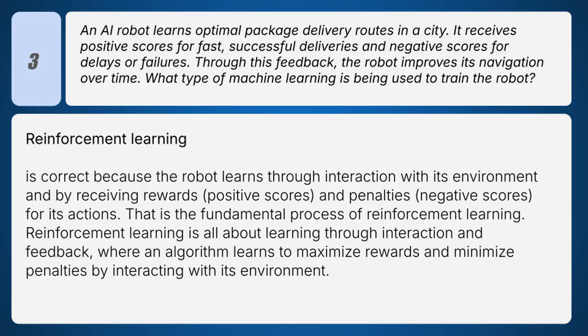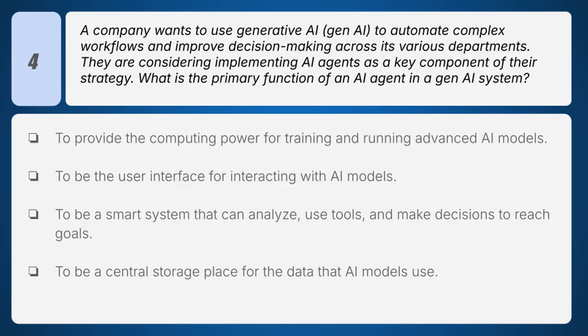That is the fundamental process of reinforcement learning. Reinforcement learning is all about learning through interaction and feedback, where an algorithm learns to maximize rewards and minimize penalties by interacting with its environment.